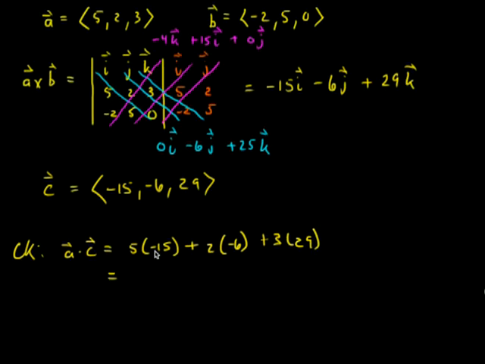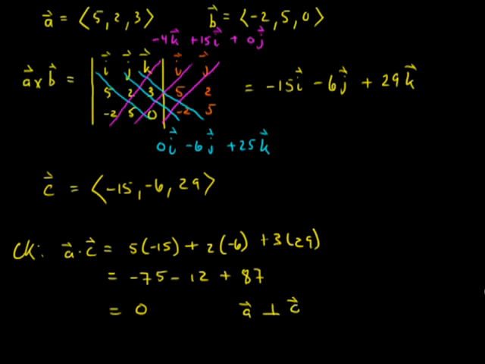So let's see, that's negative 75 plus 25... let's see, minus 12. And this looks like that would be plus, what's that, 87? Yeah. And yeah, negative 87 plus 87 equals 0. So what this tells us is that A is perpendicular to C.